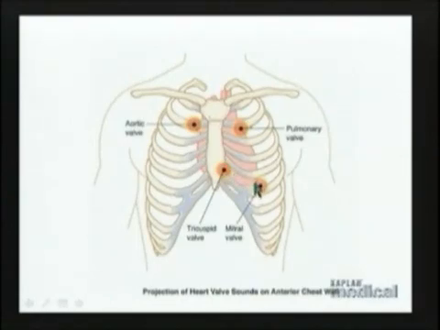Again, be at the bottom because that's closest to the chest wall. So that's the apex. We've already said that that's the 5th intercostal space in the midclavicular line. So that should be the auscultation point for the mitral valve.